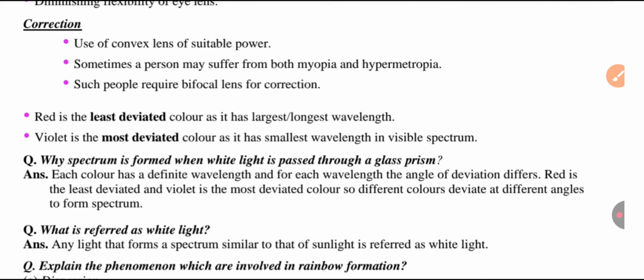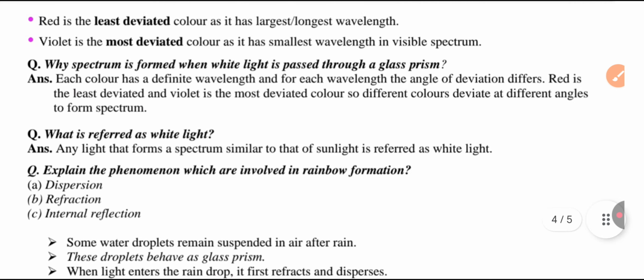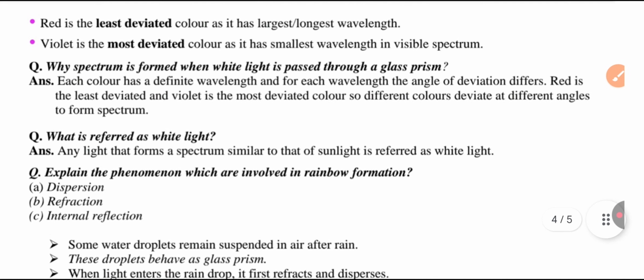Such people require bifocal lens for correction. Red is the least deviated color as it has the largest or longest wavelength. Violet is the most deviated color as it has the smallest wavelength in the visible spectrum. White spectrum is formed when white light is passed through a glass prism. Each color has a definite wavelength, and for each wavelength the angle of deviation differs.